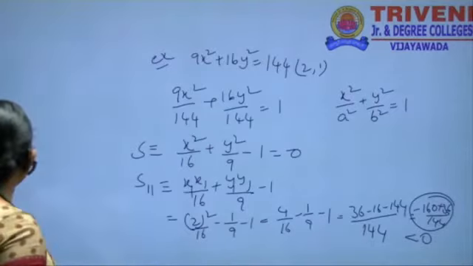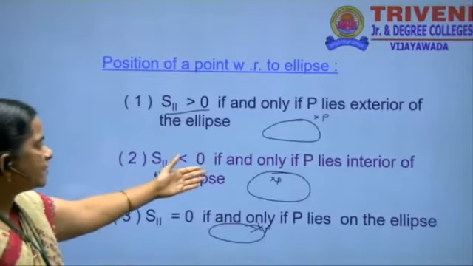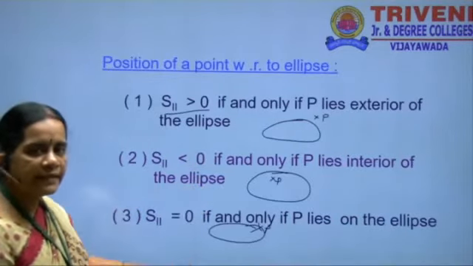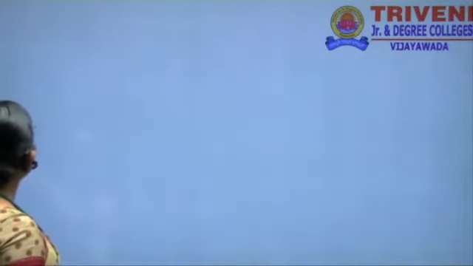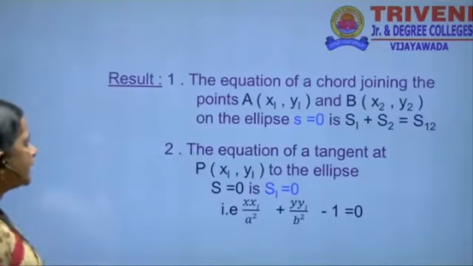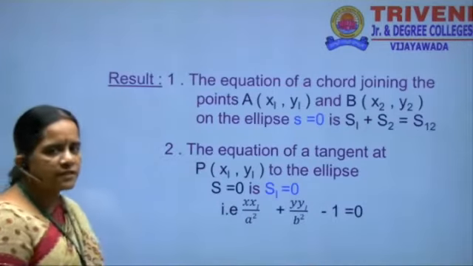Suppose S11 is less than 0, if and only if the point P lies in the interior of the ellipse. This is the way to find the position of the point relative to the ellipse in the standard form. And then you have the next two results.